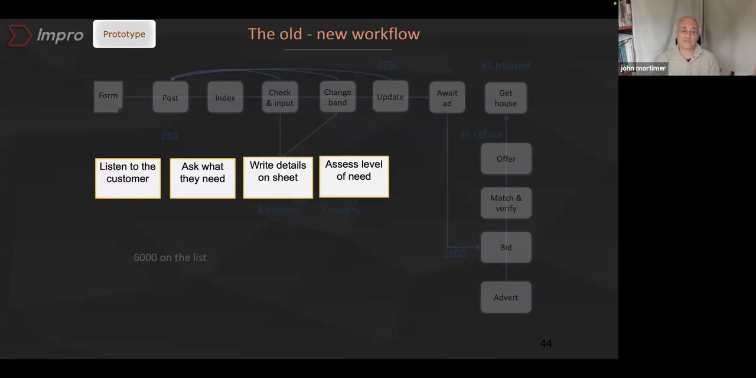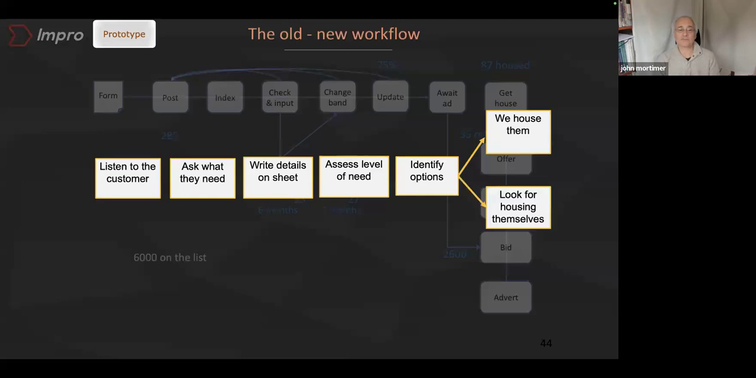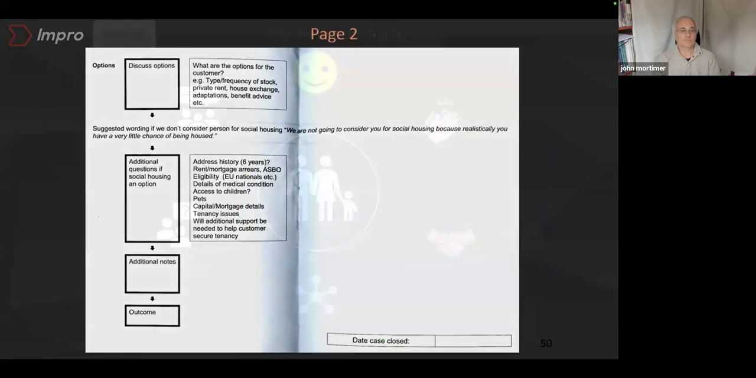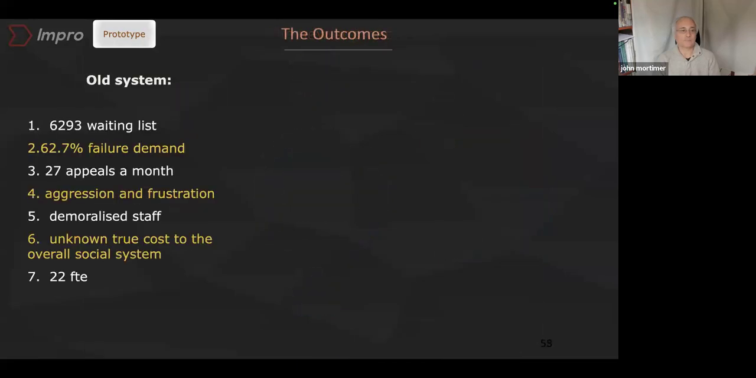We assess together the level of need right there and then. No delay. It happens right there in front of them. And we identify options with them in front of them there and then. Either we house them or we help them to look for housing themselves. And that's a sheet of paper that they used in the experiment to develop that new process. Let's have a look at the measures.